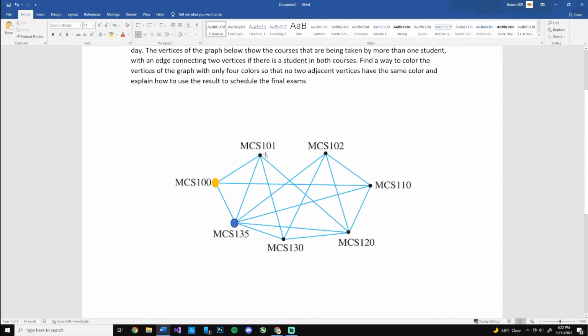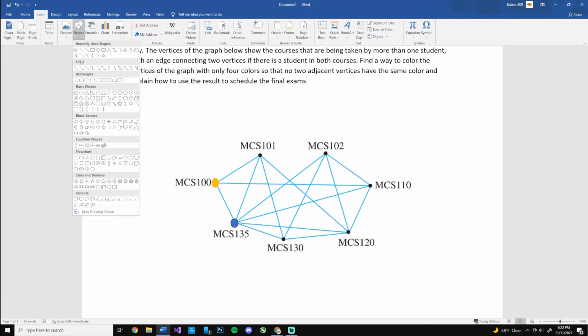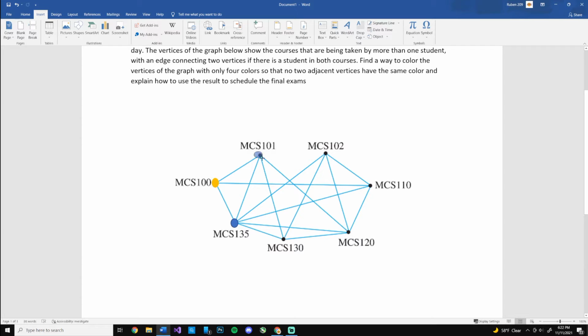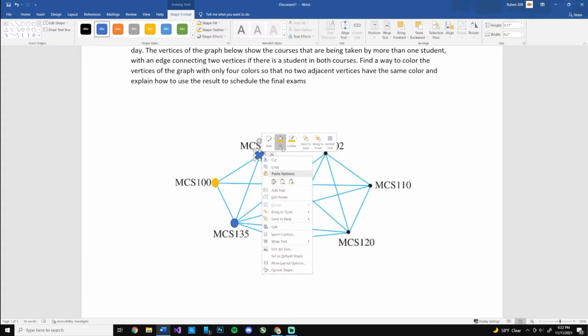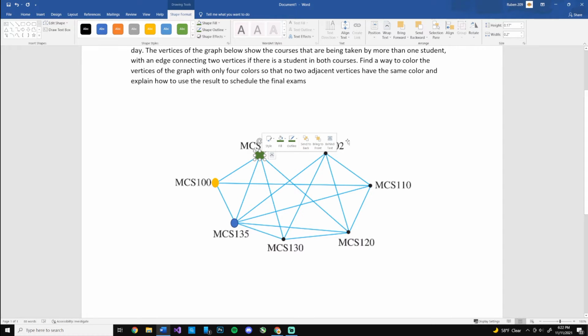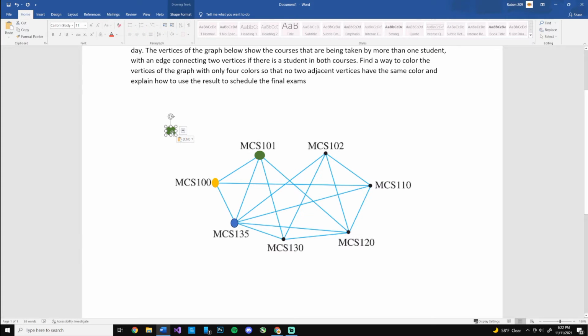First, we start off by giving these two their own color, because they'll never be connected. These two are unconnected, so we can give them the same color, which means they each get their own day. Let's give these guys green. Those two will never be connected.